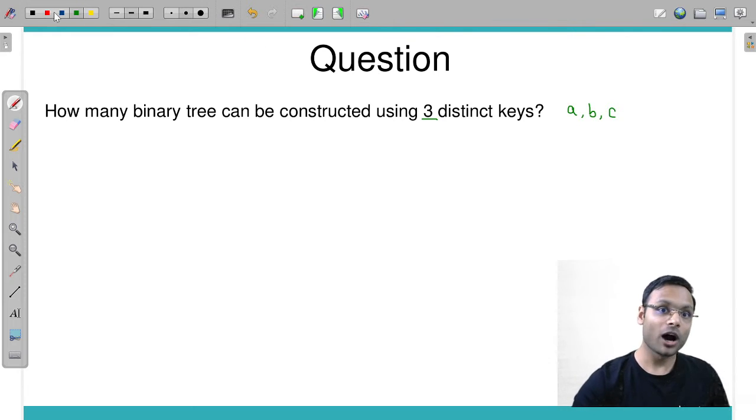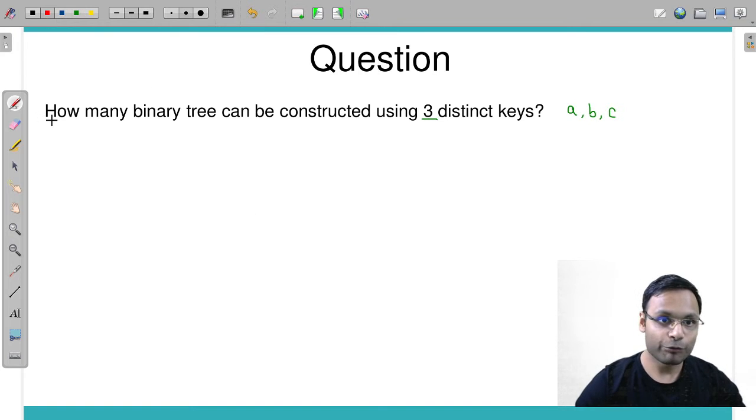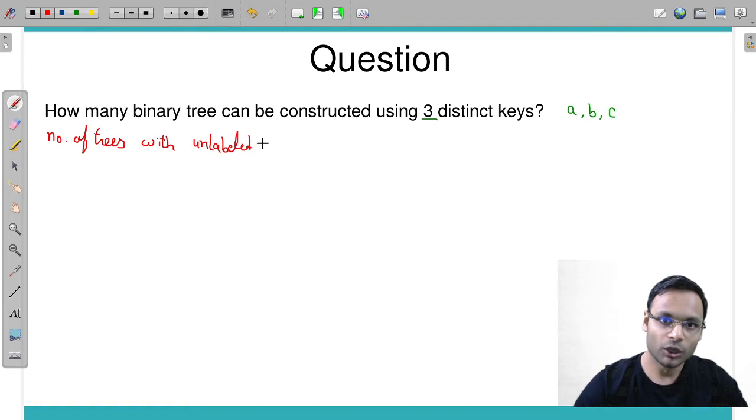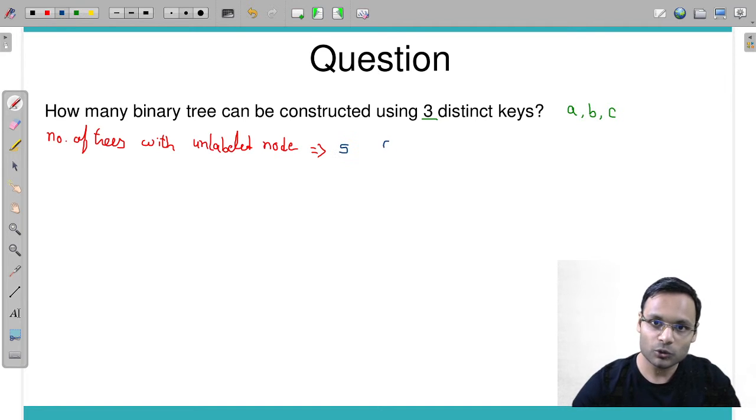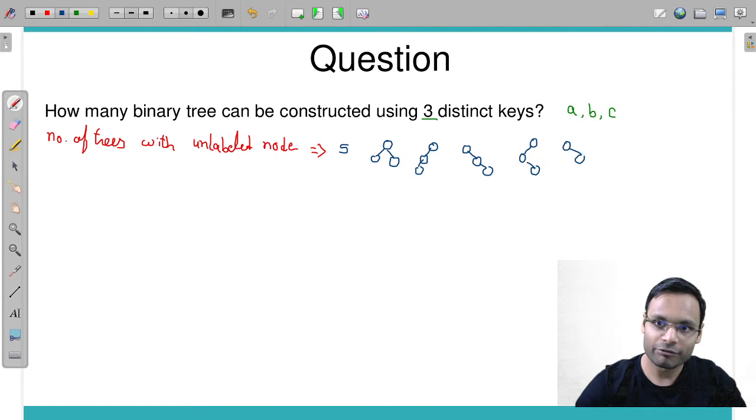I will explain how you solve this. First of all, how many trees can you construct with unlabeled nodes? No labeling, no keys. The number of trees you can construct is 5. What are those 5? 1, 2, 3, 4 and 5.